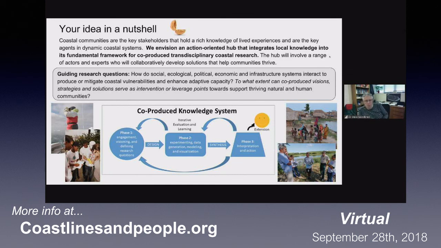With the idea that the goal is that co-produced coastal research is going to yield new findings and hold a legitimacy with the public that will better enable strong science-based recommendations to be carried forward more effectively, rather than it being strictly science-driven and detached from the human coastal communities. So with that, the co-produced knowledge system would have three phases of engaging people: at the outset of defining the research questions, going to an iterative evaluation and learning phase, and designing the experiments, interpretation, action, and circling back around.